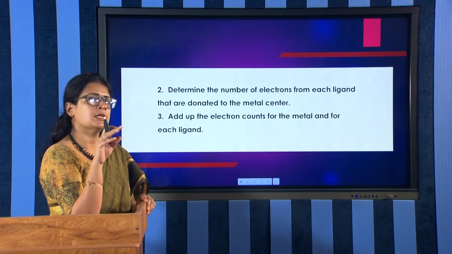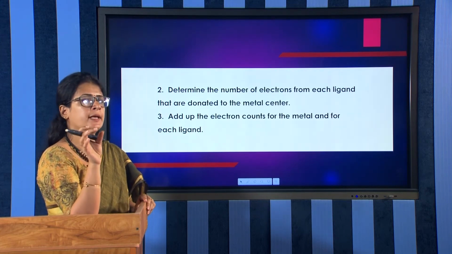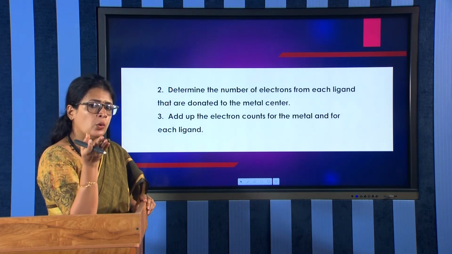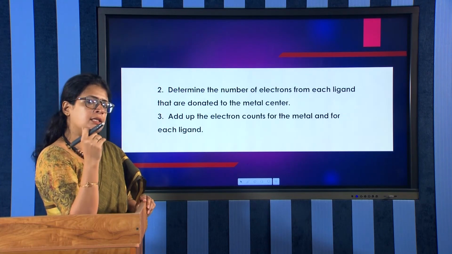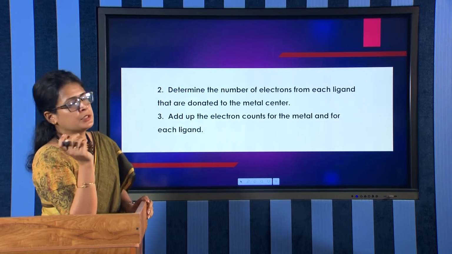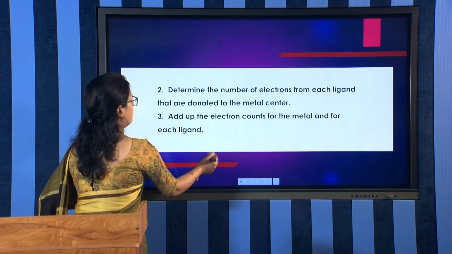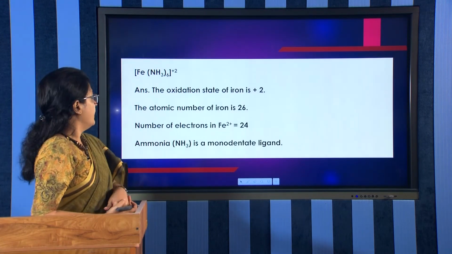The second procedure is to find out how many ligands are there in the complex and how many electrons are being donated by the ligands to the central metal atom. By understanding these two, you can just add these electrons to get the effective atomic number. Now let us explain another example.